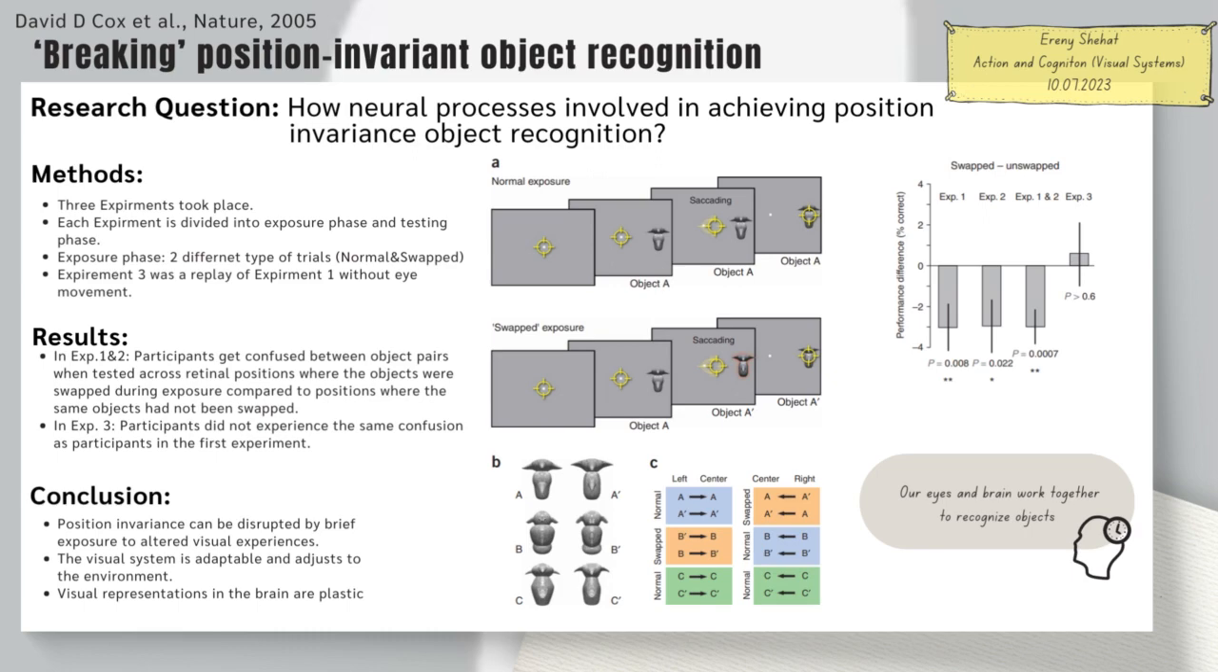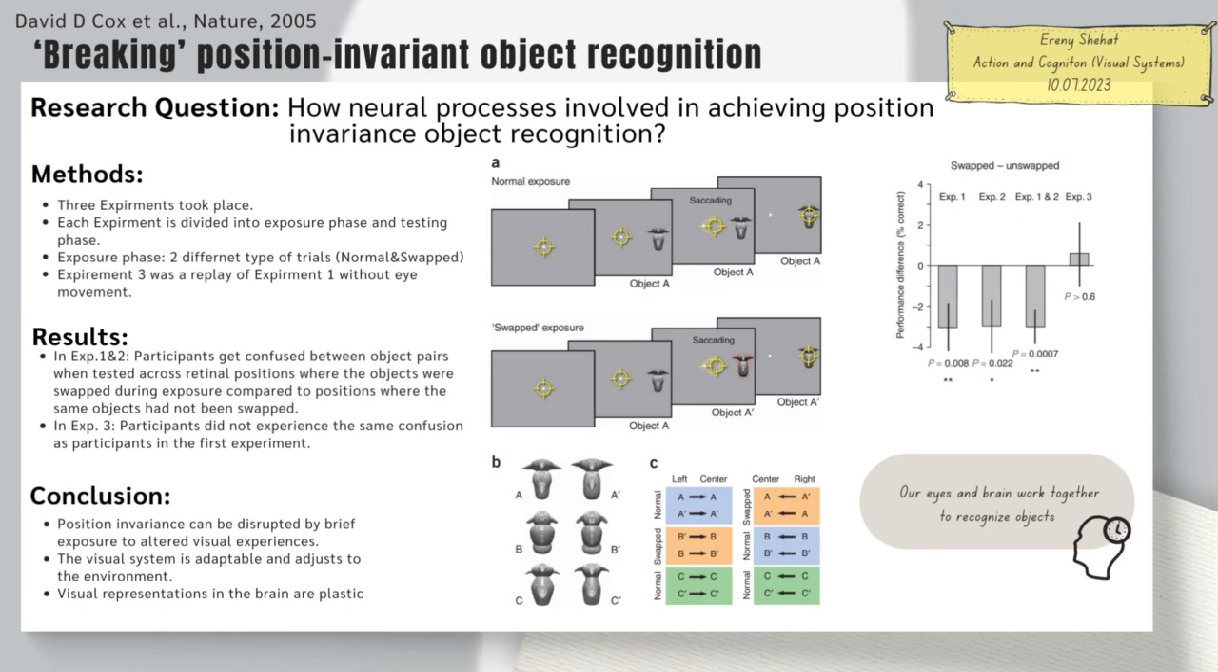Results of experiment 2 are similar to experiment 1. The participants also got confused. The effect observed in experiment 2 was statistically significant, with a p-value of 0.022. Interestingly, participants in experiment 3 didn't experience the same confusion as the participants in the first experiment.